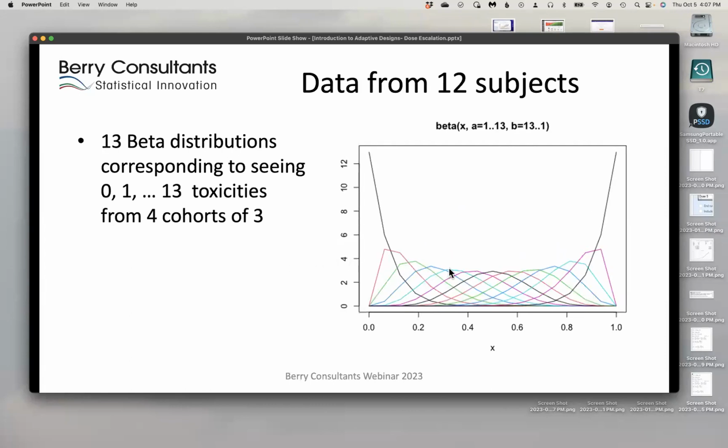And so on up to 12 subjects. Each distribution is still quite diffuse. So at what is often the maximum, or even above the maximum, amount of data that we collect on a single dose in dose escalation, we've still got quite considerable uncertainty about the true toxicity rate on the dose. And it's really important to hold that in mind.